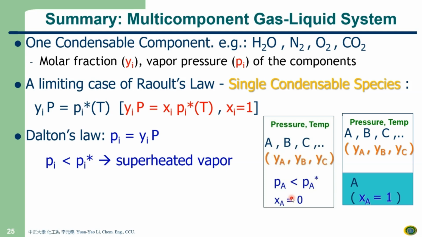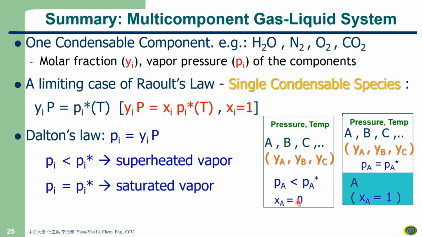Superheated vapor is very important in the power station, because we want to use the superheated vapor as an energy source to push the turbine. If the turbine moves, we can generate electricity, so you can use electricity at home. This is the principle of the power station. So Pi less than Pi star is what we call superheated vapor. If Pi equals Pi star, then we call it saturated vapor, which is this case.